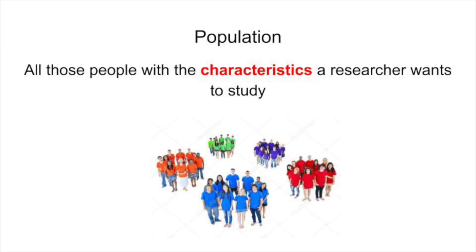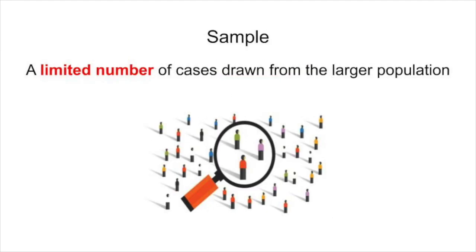If you want to find out about what high school students think about something, you're going to interview high school students. That would be the population. A sample would be a limited number of cases drawn from the larger population. You may not need to interview all 1,300 students at Urbandale High School to get an idea of what Urbandale High School students are thinking.